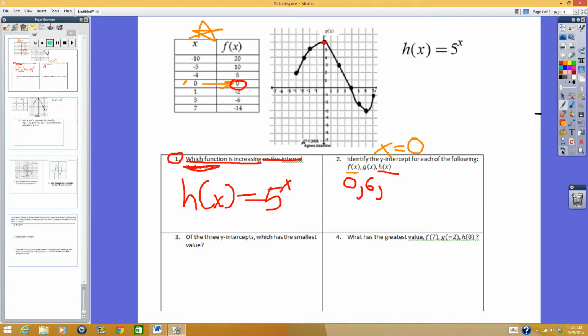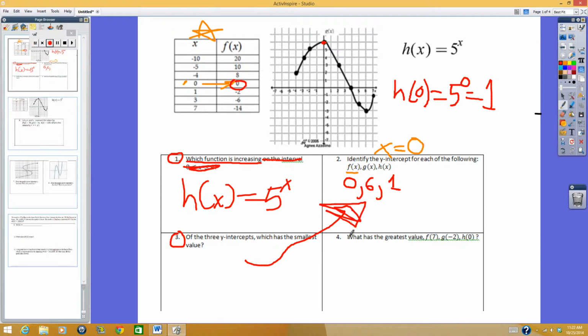Now h of x would be slightly trickier, but hopefully we were able to get it. Once again, x is 0, so if you were to put in a 0 for this x, according to this exponential equation right above me, it'd be 5 to the 0 power. And we could simplify that because we know anything to the 0 power equals 1. So this is 1. And then hopefully you're able to answer number 3 after I just went over that with you. Okay, that's pretty easy.